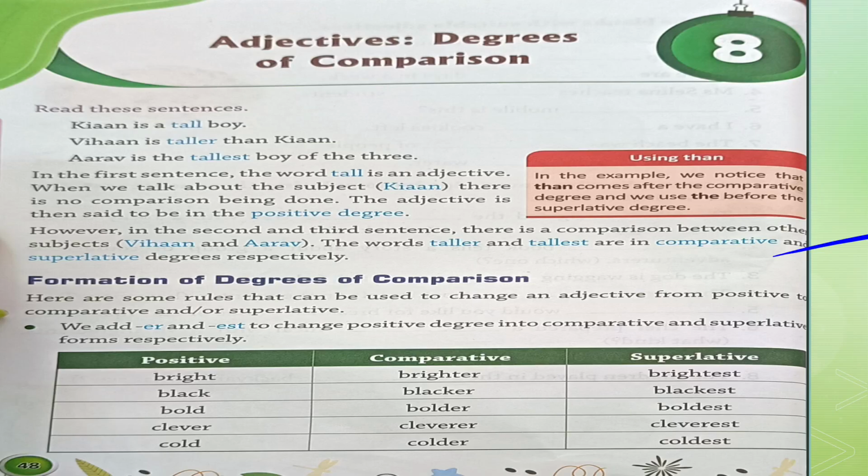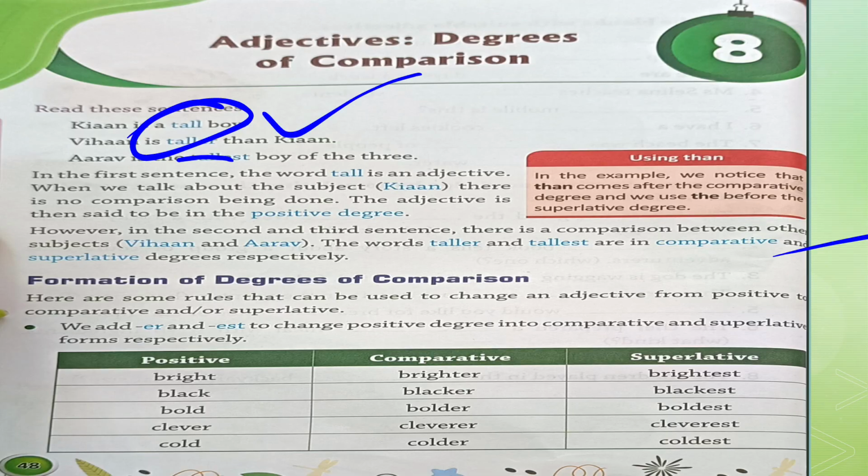In the first sentence, the word tall is an adjective, like Kian is a tall boy. So, what is tall here? Tall is an adjective. Vihan is taller, this is the comparative degree of the adjective. Arav is the tallest boy, and this is the superlative degree of the adjective.